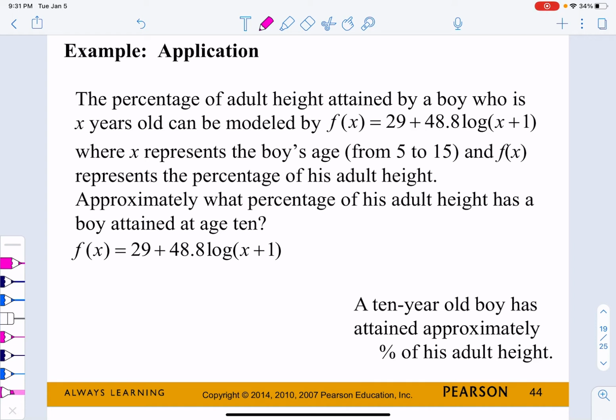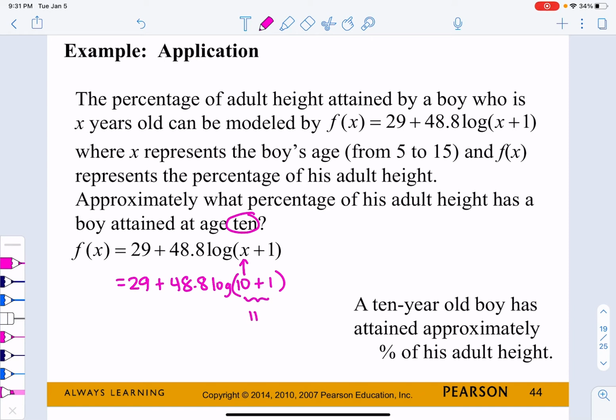So then it says, and f of x represents the percentage of his adult height. Approximately what percentage of his adult height has the boy attained by age 10? So they give us a function and they're telling us that we're looking at age 10. That means all we're going to do is wherever we see our x, we're going to plug in a 10. So that means we're going to solve out what happens with 29 plus 48.8 log of 10 plus 1, which means we really are going to have a log of 11.